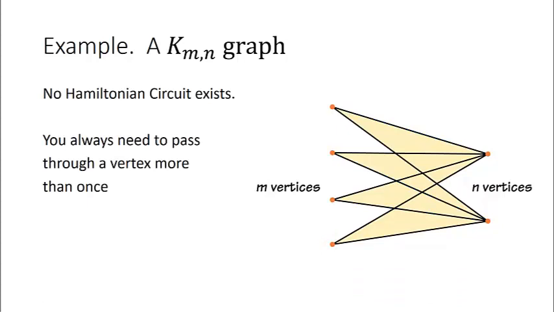You will always need to pass through a vertex more than once in order to be able to return home. And the key to the problem with this K_MN graph is that M is greater than N. So anytime we create a K_MN graph where M is greater than N, then that will be an example of a graph which has no Hamiltonian circuit.